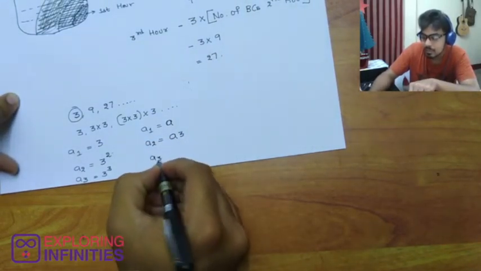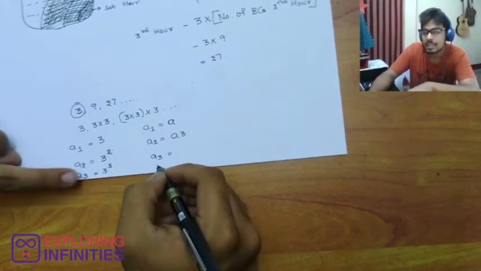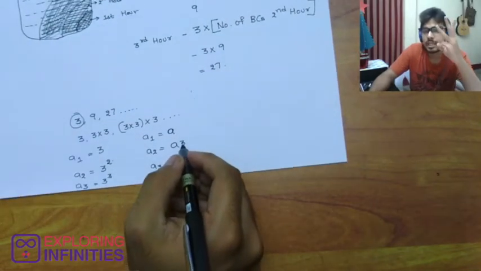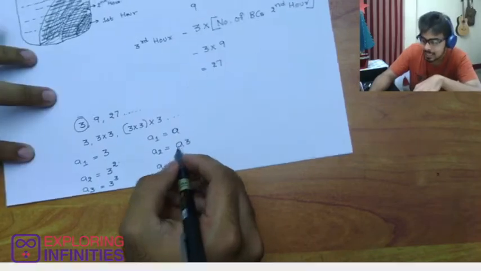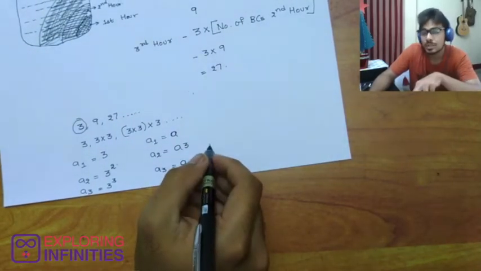A3 is equal to, here there are 3 3's. 3 cube. 3 into 3 into 3. I'm writing 1 3 as A, and next 2 3's as 3 square.